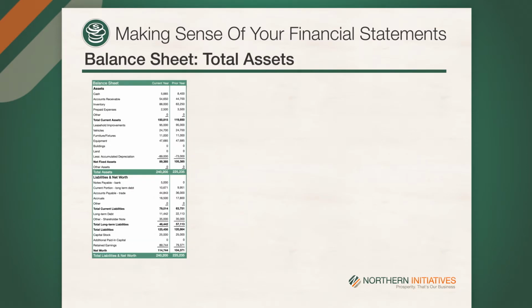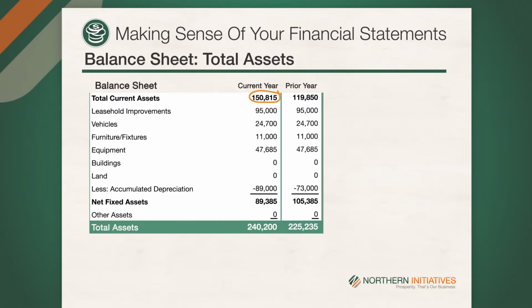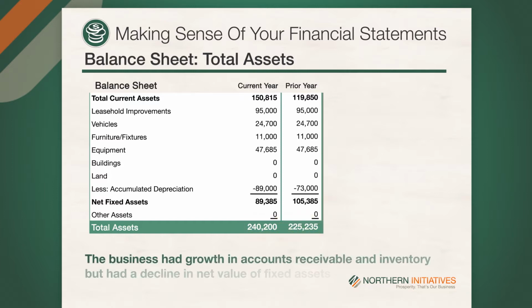And now, total assets add together current assets, fixed assets, and any other assets that don't fit these two categories to arrive at total assets. Other assets may include intangibles such as goodwill or the value of a patent. In the case study, total assets have increased from $225,235 to $240,200. The business had growth in accounts receivable and inventory, but had a decline in net value of fixed assets.